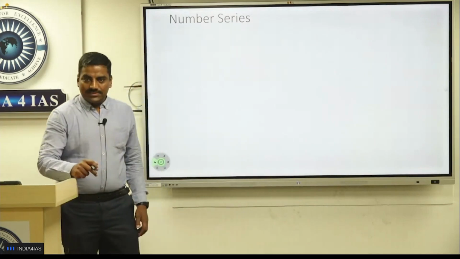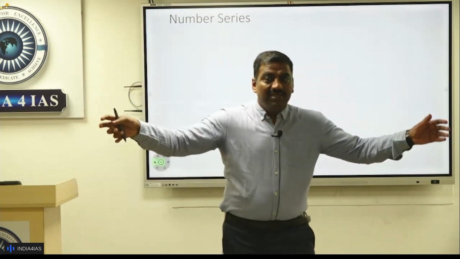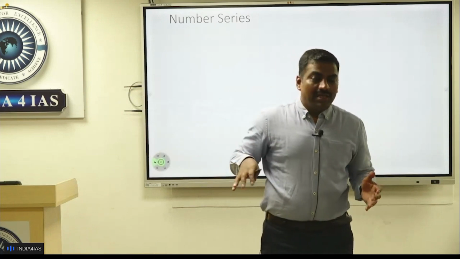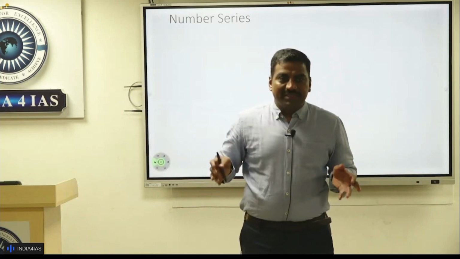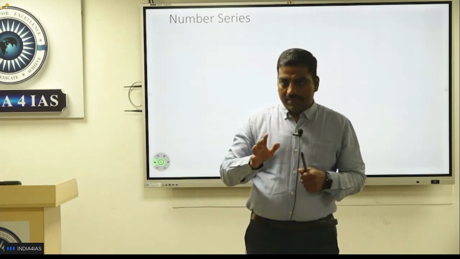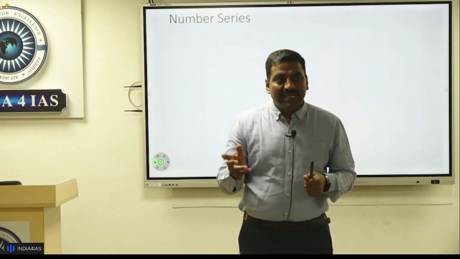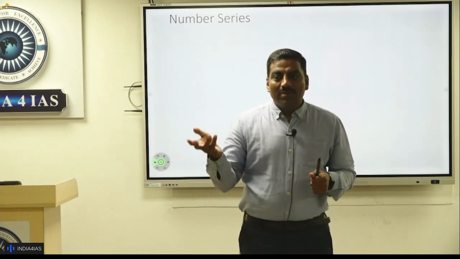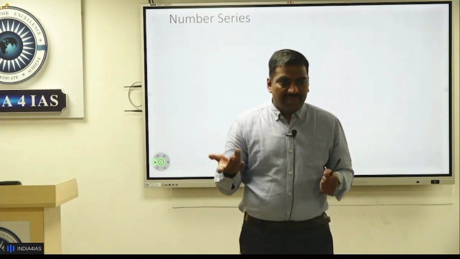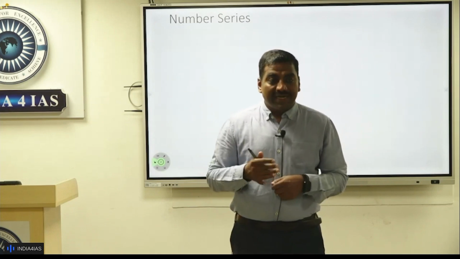Number series. Basically, a series of numbers is given. In that, some numbers will be missing. Usually the last number will be missing, or in some cases the middle numbers will be missing, and there can be more than one missing number. There can be two, there can be three, but generally one or two will be there. Okay, we'll try to find out.